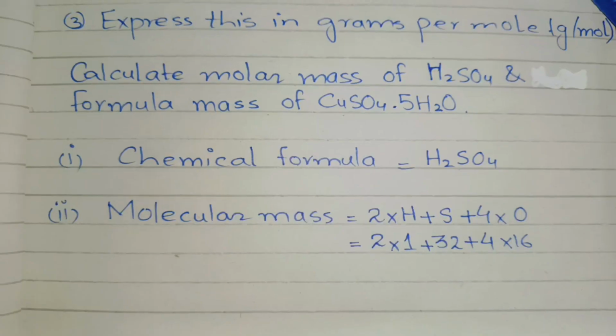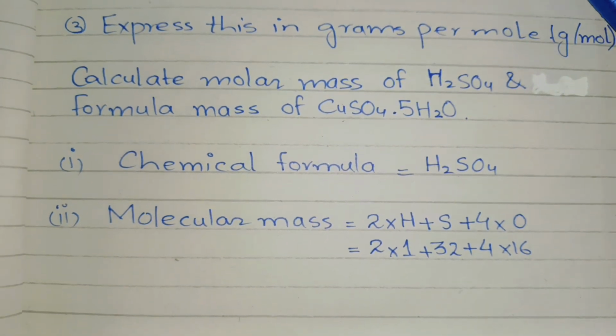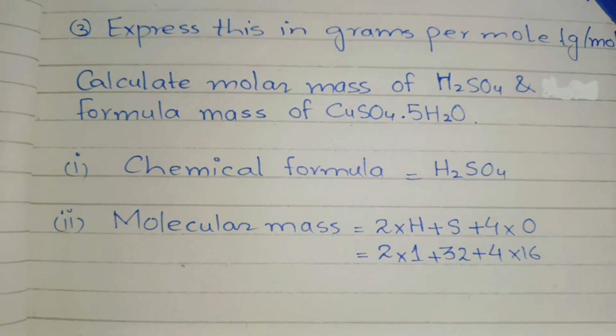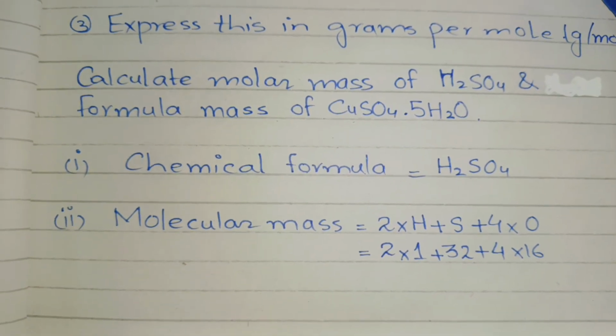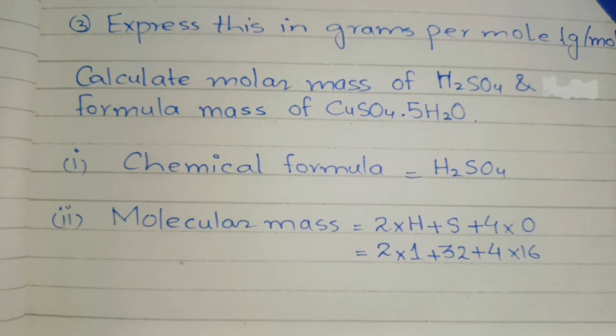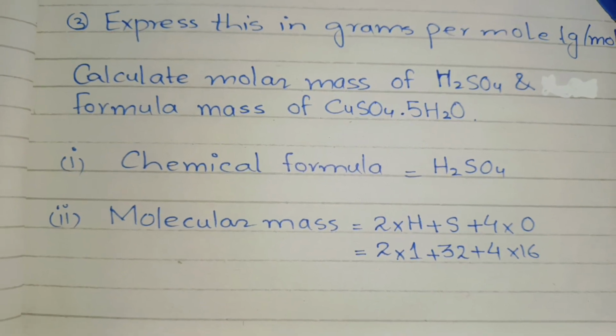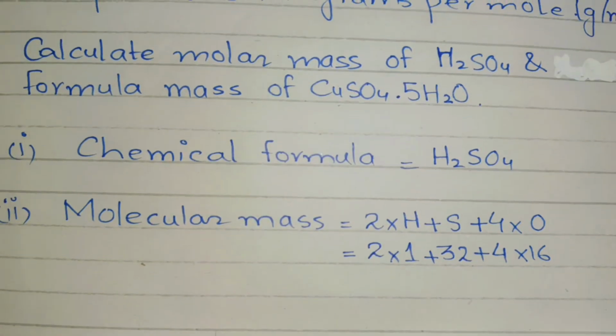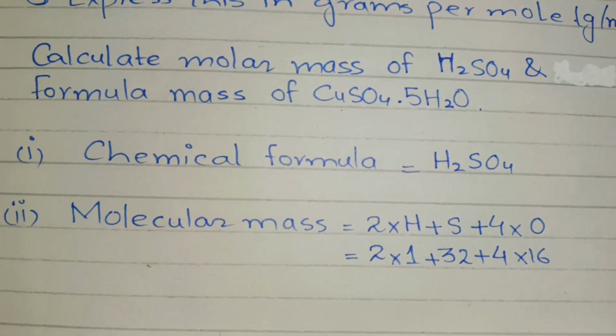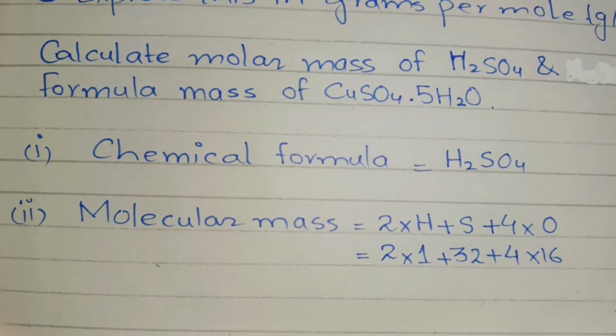Sulfuric acid is composed of 2 atoms of hydrogen, 1 atom of sulfur and 4 atoms of oxygen. So you have to multiply the atomic mass of hydrogen with 2, sulfur with 1 and oxygen with 4. You know that atomic mass of hydrogen is 1, sulfur is 32 and oxygen is 16.